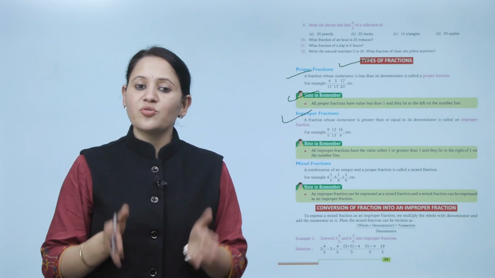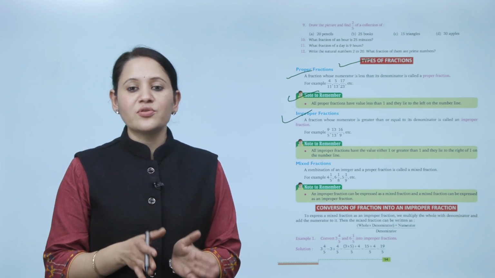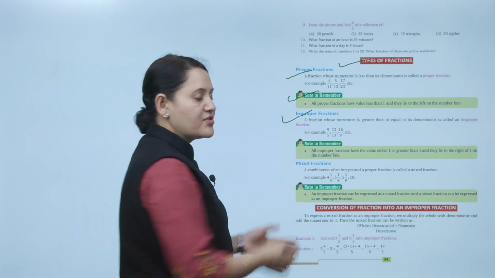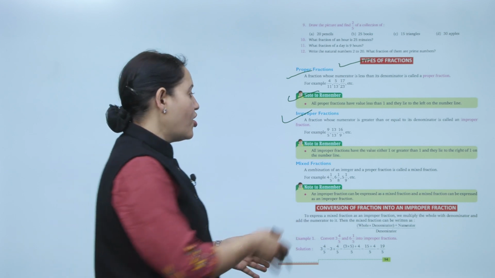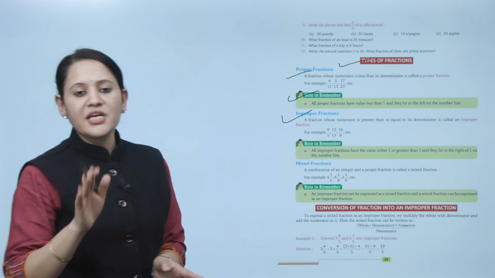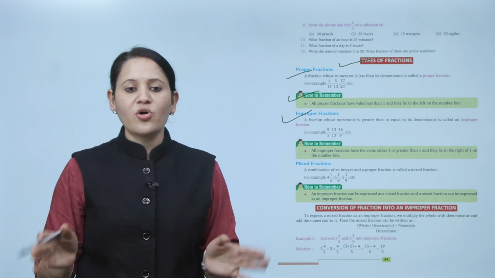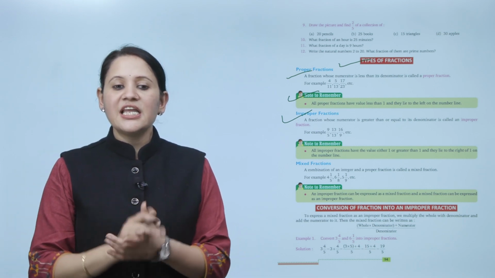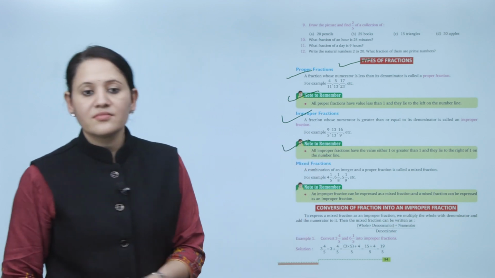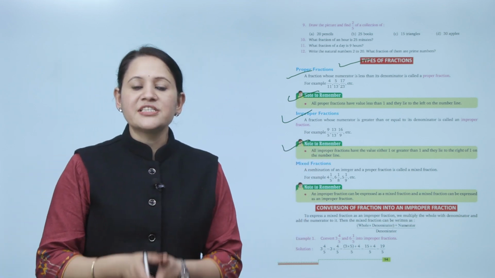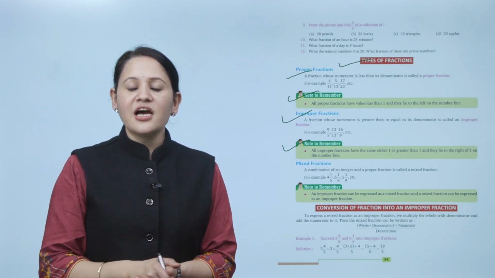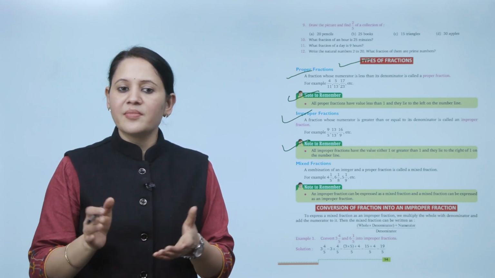A fraction whose numerator is greater than or equal to the denominator is called an improper fraction. Like here 9 by 5, so numerator is greater than denominator. 13 by 13, here both numerator and denominator are equal. So all these are improper fractions. Next is note to remember. All improper fractions have the value either 1 or greater than 1 and they lie on the right of 1 on the number line. Clear?